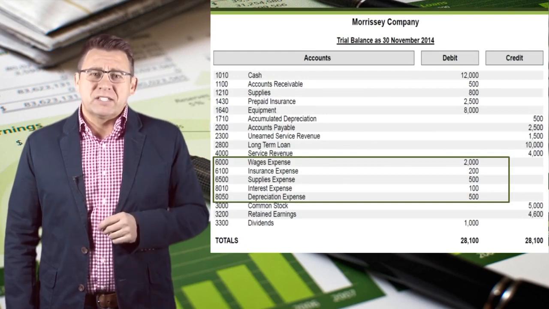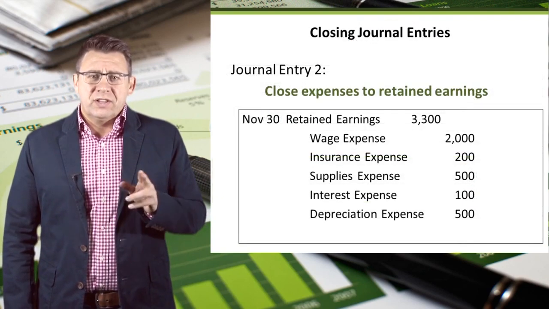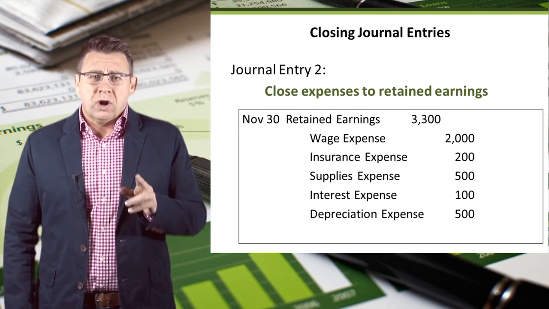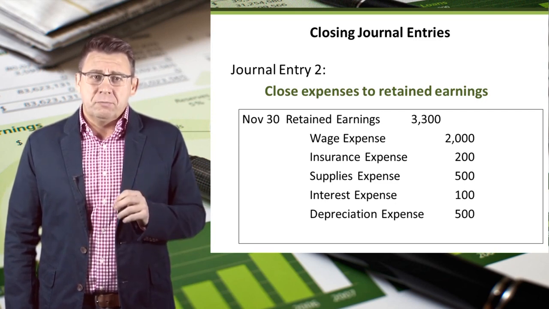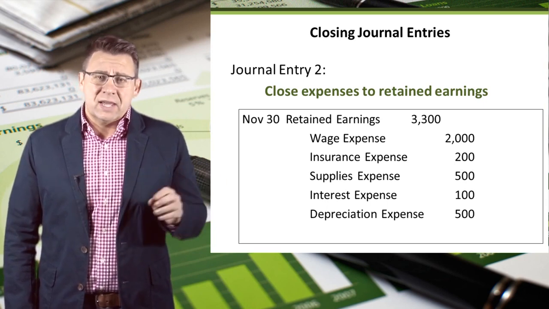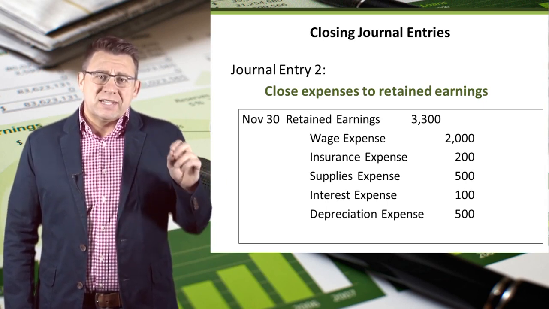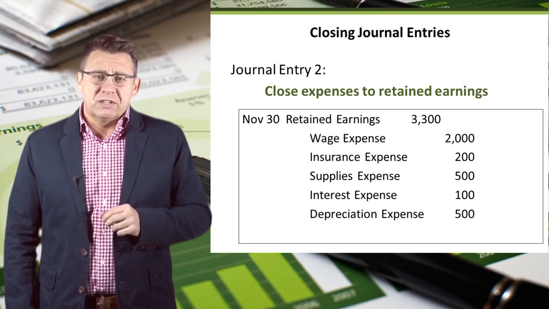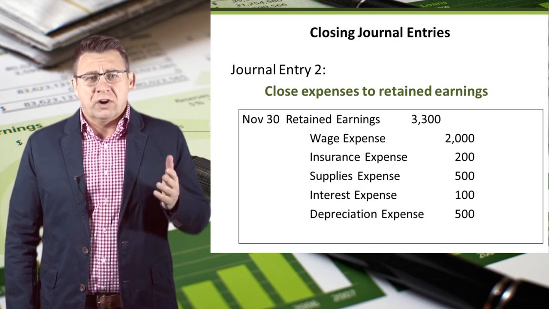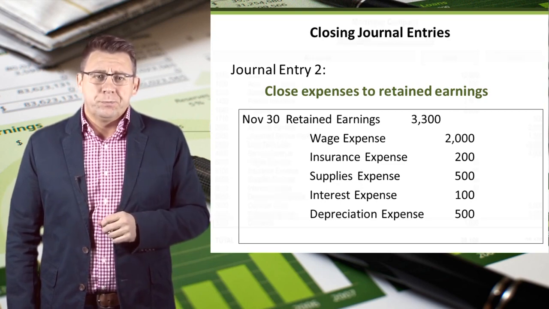Next, we will close expenses. The second journal entry is to close expenses to retained earnings. We record our expenses separately in the journal entry because each account needs to be zeroed out. You can see that in the example. Retained earnings then is debited for the total amount of the expenses. After posting this journal entry, all of our expenses will be zeroed out.